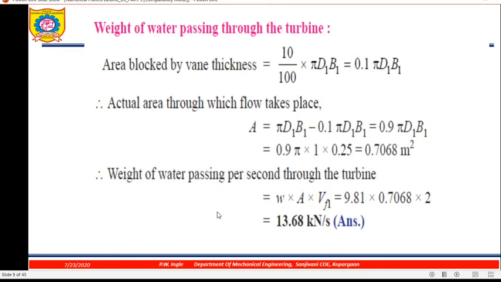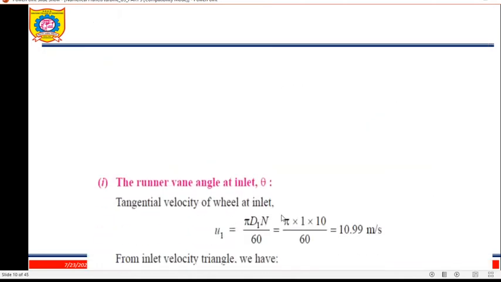Therefore, rho AV is what, M into G. So we are adjusting that: rho G into AV. So rho G is what, W into A into V upon. So this is just an adjustment of the equation.